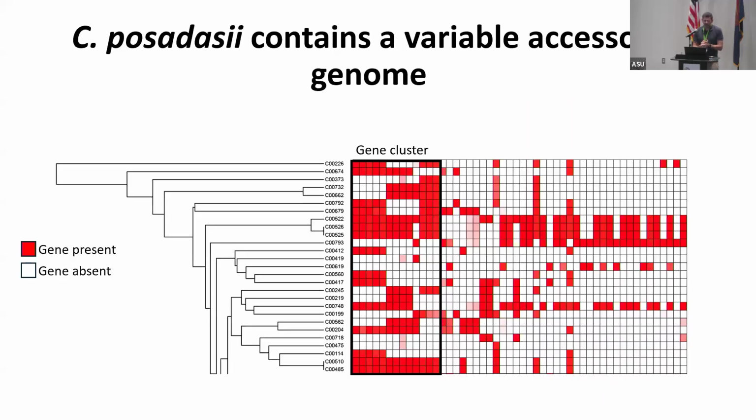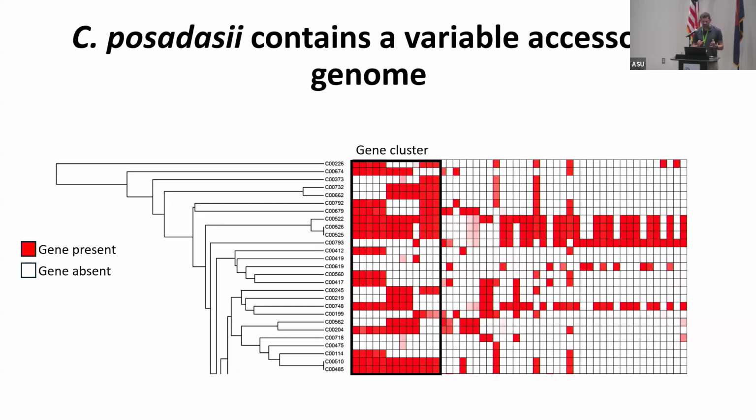The C. posadasii genome contains a variable accessory genome. So we think about the pangenome of a species: the core genome, those genes that are needed for everybody. All genomes within a species have this set of core genes, but then there are the accessory genes that could provide some interesting results as well. And so in this figure, I just focus on the accessory genes, and just a small subset.